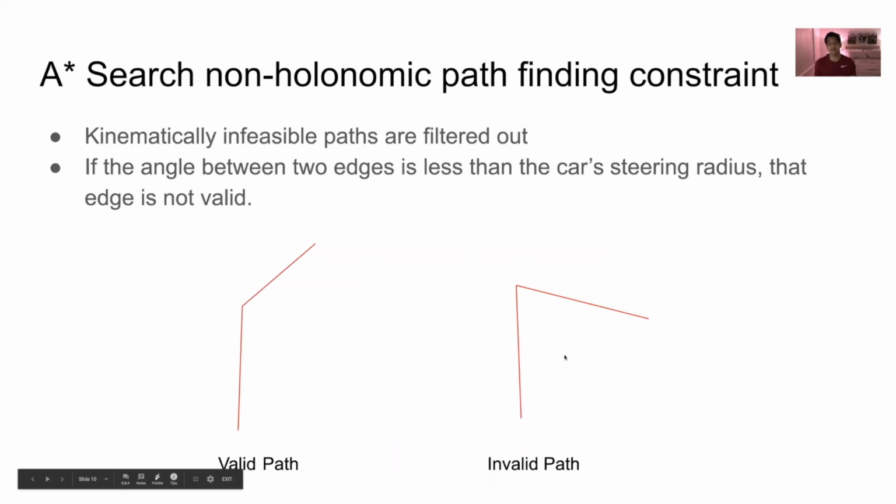So we also wanted to make sure that the car could actually make the turns that we set out in the path. So we constrained our path to allow for the car to have its turning radius within that angle between the two edges.